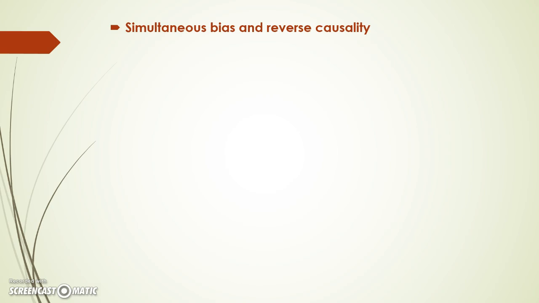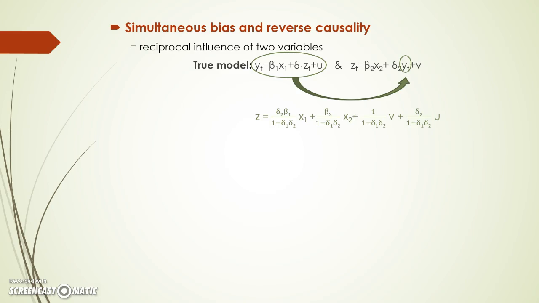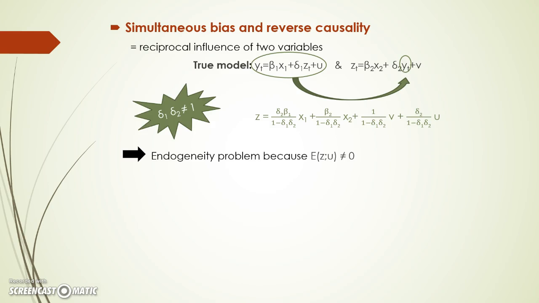The third cause of endogeneity occurs when two variables influence each other. To illustrate this, we will take the following model, and when we put the equation of y in the z equation and after manipulation, we obtain this equation. Based on this transformation and on this assumption, we can prove that in the equation of y, there is an endogeneity problem.